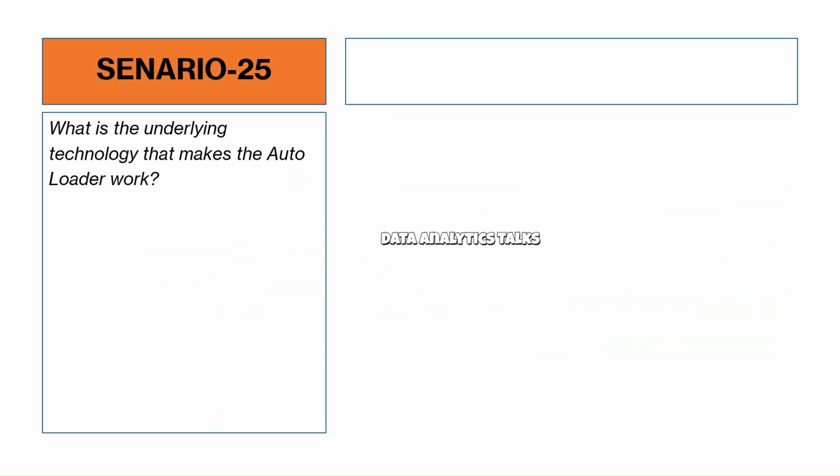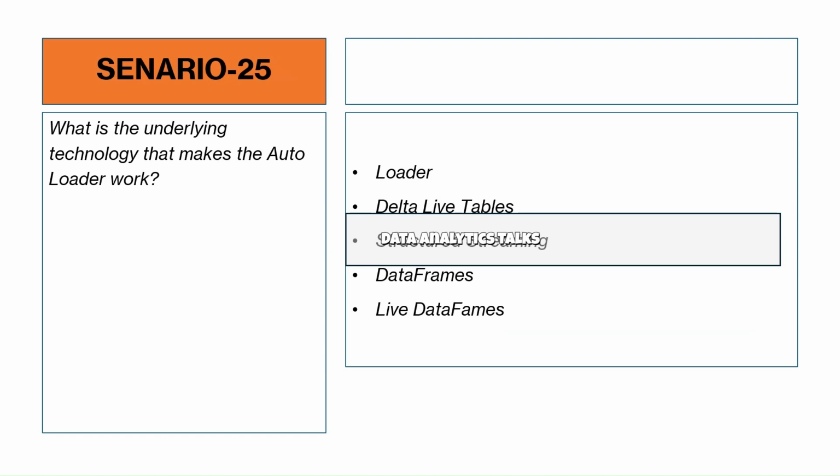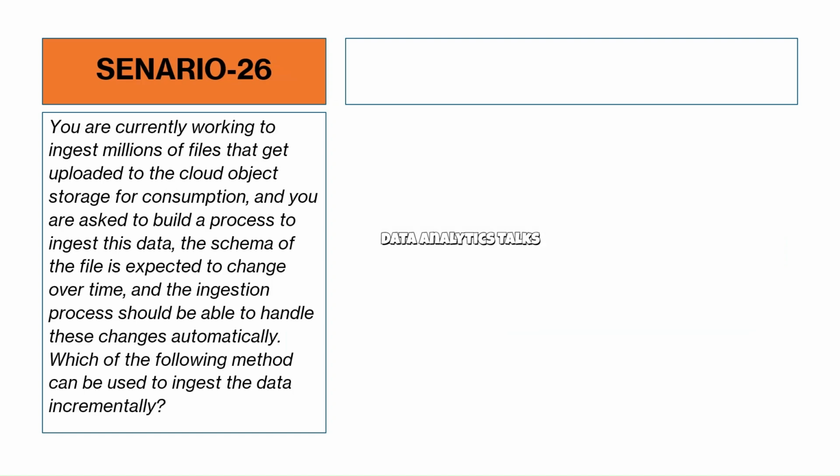What is the underlying technology that makes Auto Loader work? When you have to load millions of records and you want to load them incrementally, you should go for Auto Loader. And what is the technology behind that? Is it Loader, Delta Live Tables, Structured Streaming, DataFrames, or live DataFrames? The answer is Structured Streaming. So remember, when you talk about Auto Loader, the technology is Structured Streaming.